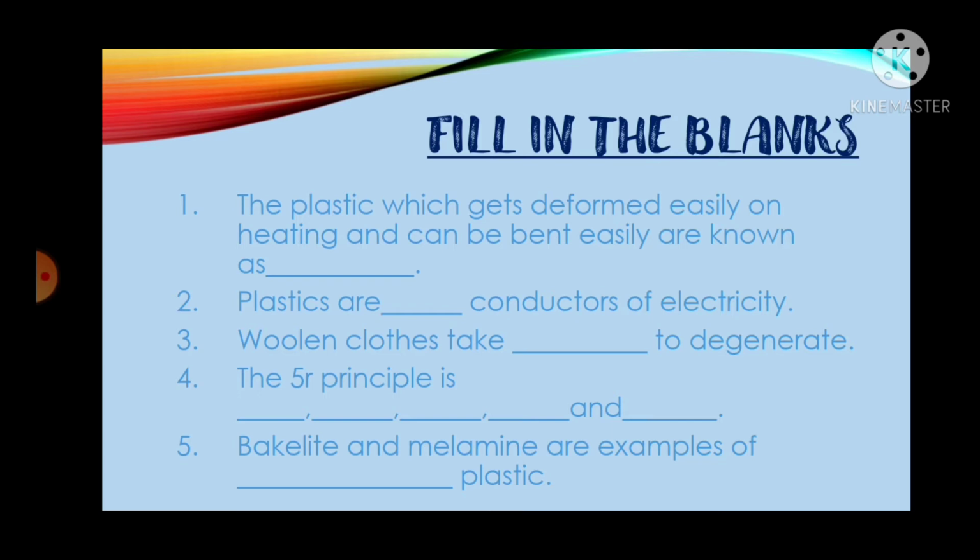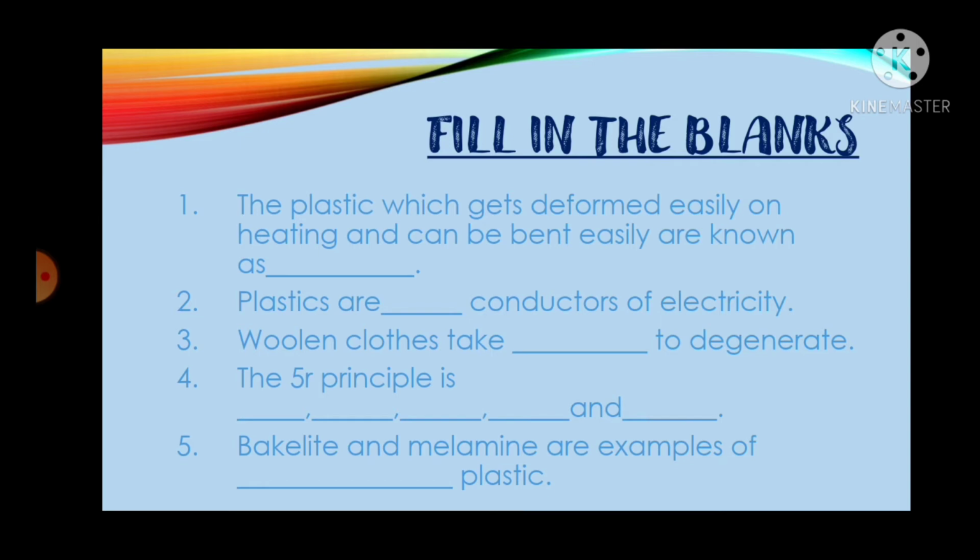Third is woolen clothes take dash time to degenerate. Woolen clothes take about a year to degenerate or decompose. The answer would be about a year. The 5R principle is reduce, reuse, recycle, recover and refuse. Bakelite and melamine are examples of thermosetting plastic. Therefore, the answer would be thermosetting plastic.